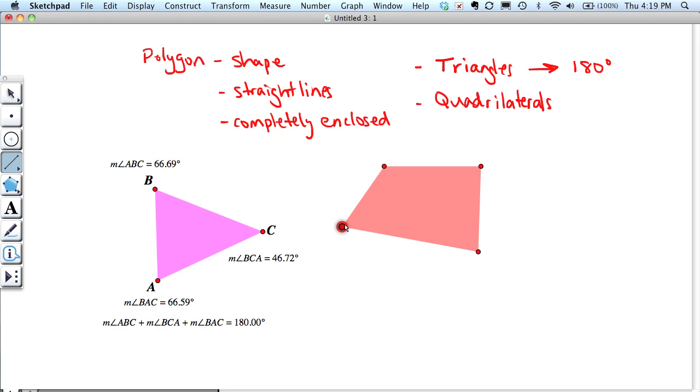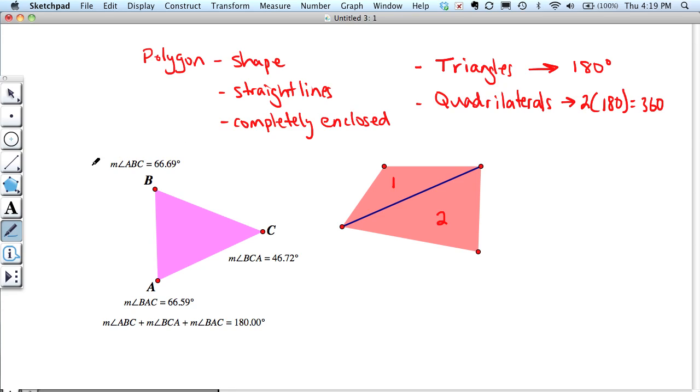If I draw a line connecting one vertex to the diagonal vertex, you can actually see that I've divided that quadrilateral into two different triangles. So I have one triangle here, and I have a second triangle here. So to find the sum of the angles in a quadrilateral, it's really 2 times 180 degrees, which gives me 360.